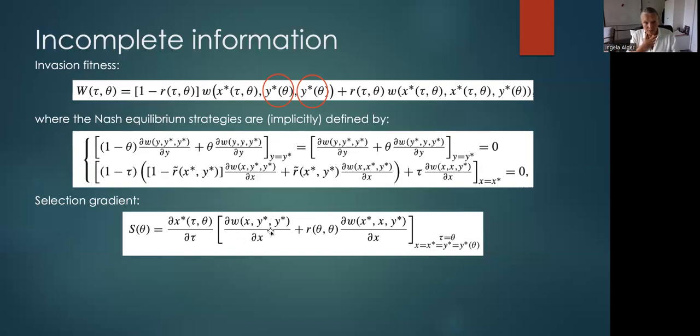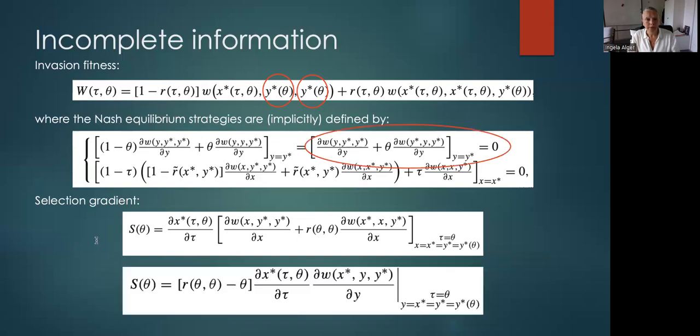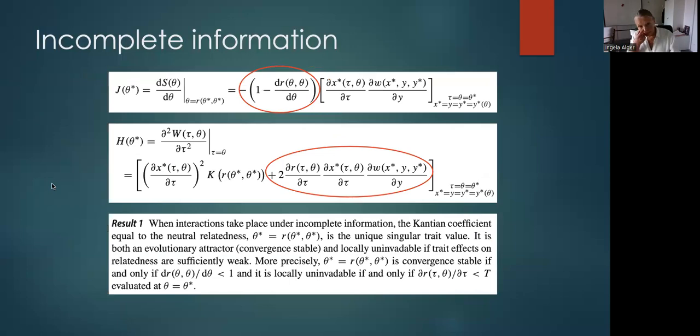And it then affects the mutant's fitness through these two terms. Now, thanks to this first order condition here, we can rewrite the selection gradient in this way. And this second term here is strictly positive. And so we have then identified the sole unique value of theta that is a candidate for an uninvadable strategy, namely theta equal to R. And in this setting, it's also, yes, Peter?